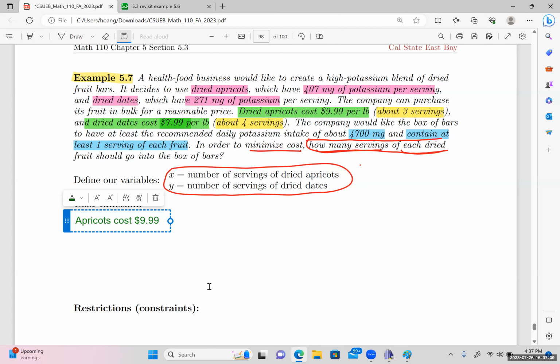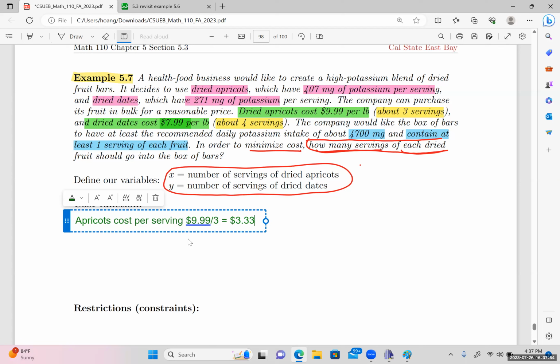We want to make x servings, right? So this is $9.99 for 3 servings. When I say per serving, 9.99 divided by 3 equals 3.33 for each serving. Okay, so x servings.